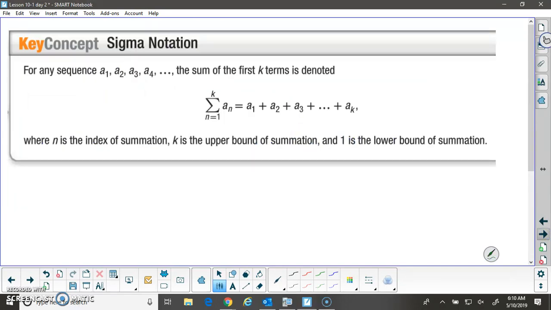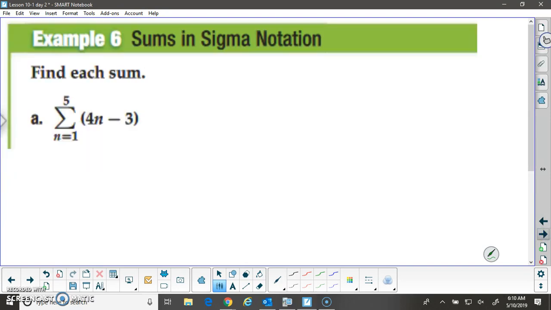Last thing I want to talk about is sigma notation. So sigma notation looks like this. There's a Greek symbol sigma that we use to represent the summation of terms. It looks really complex, but it's not very difficult. Here's an example. This is going to say find the sum, and this is sigma notation. You can see there's an index on the bottom, a limit to your summation on the top, and then there's a formula right here.